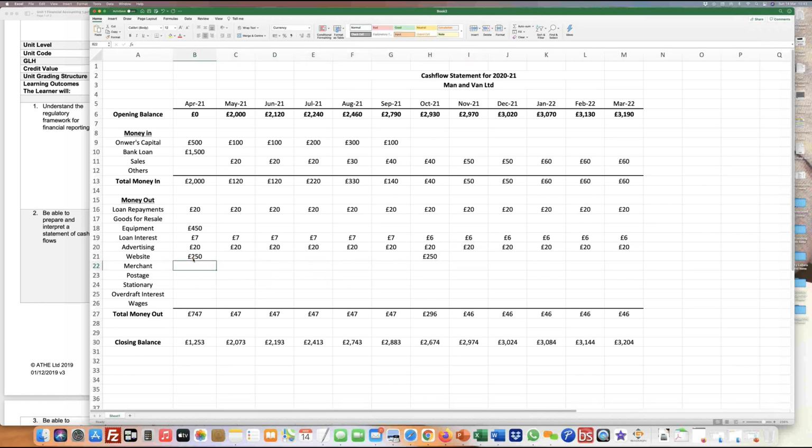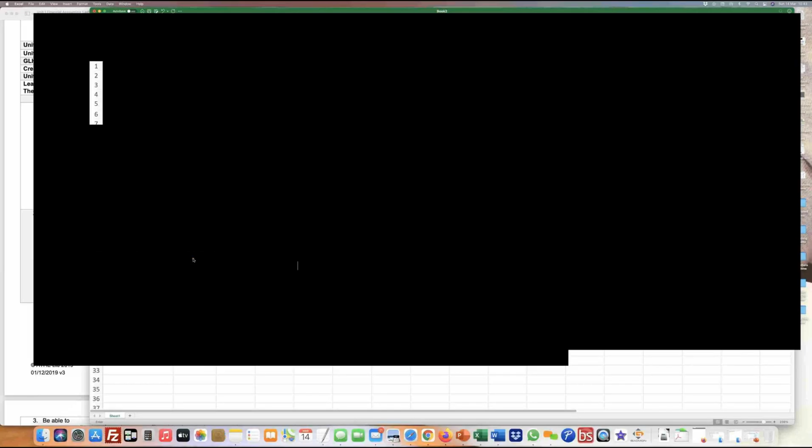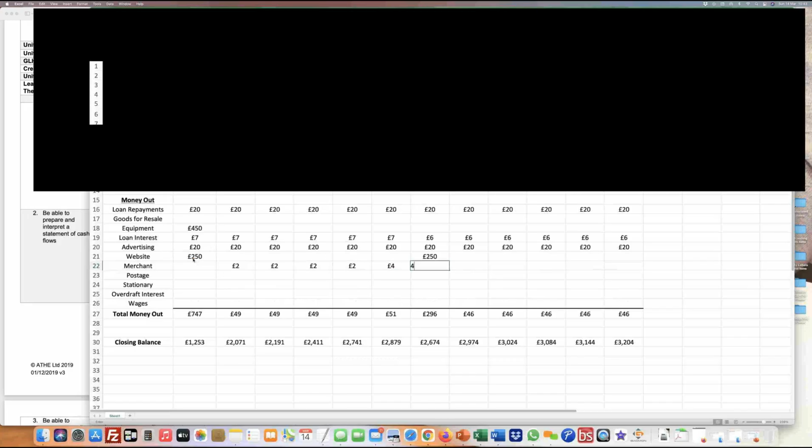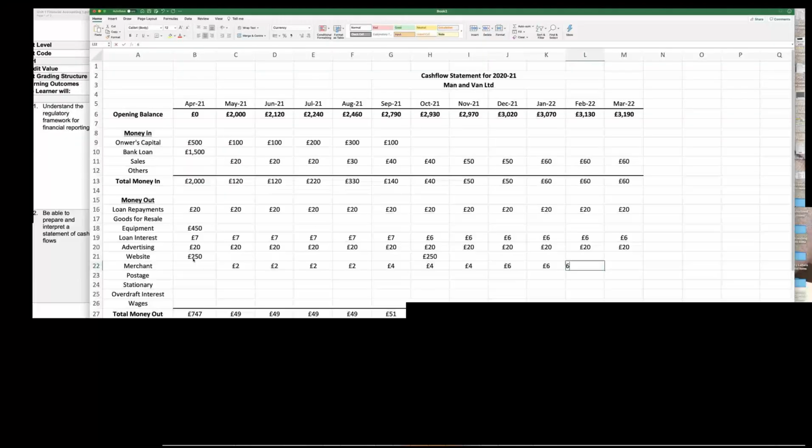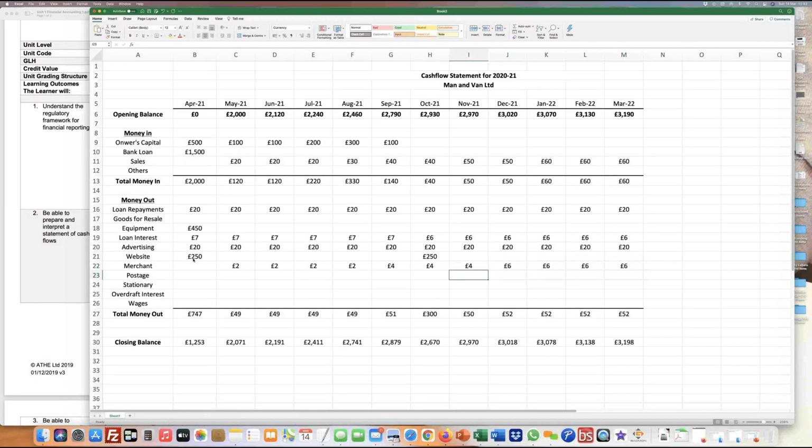The merchant cost applies if the company is taking payments through credit card or online sales. Assuming the sales start from next month, maybe there is a merchant cost of say 2.5%. I'm just going to randomly put in some figures here, and as the sales keep increasing slightly, the merchant cost might go up as well. There may also be some postage, primarily for sending out leaflets, flyers, whatever it is.